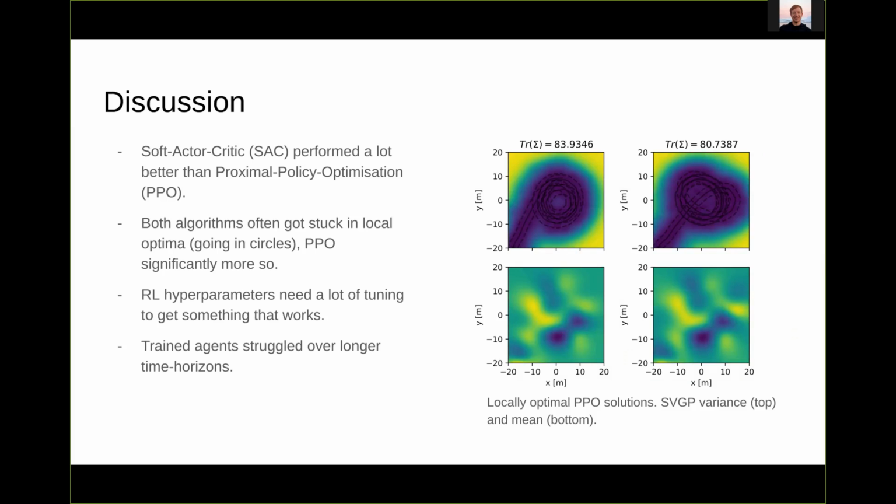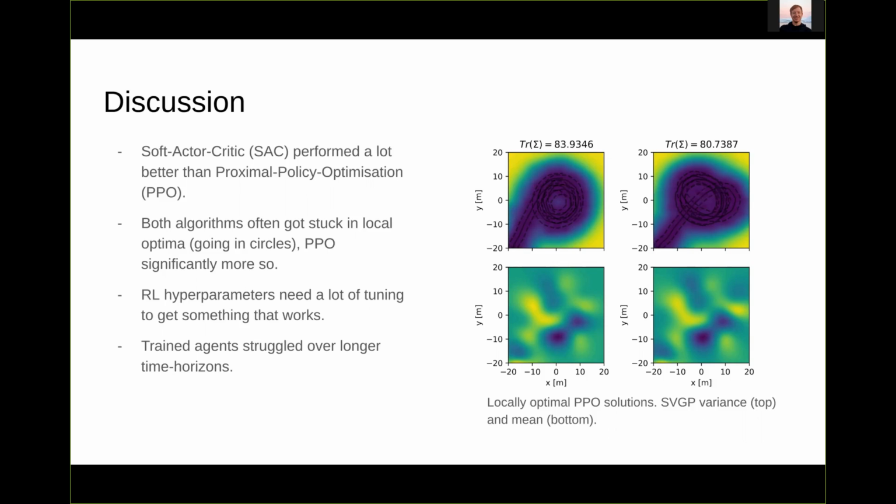Aside from the results shown, we performed a lot of experiments leading up to this. We found that the soft actor critic algorithm, SAC, generally performed much better than the proximal policy optimization algorithm, PPO, which is another state-of-the-art reinforcement learning algorithm. We suspect that this is due to the fact that SAC is an off-policy algorithm, which roughly speaking means that it can use its past experiences to inform its future decisions, whereas PPO is an on-policy algorithm, which only learns over its immediate training episode, leading it to often get stuck in local optima like going in circles as shown in this figure. One drawback of this approach is that the hyperparameters of these algorithms require quite a lot of tuning to get something that actually works.